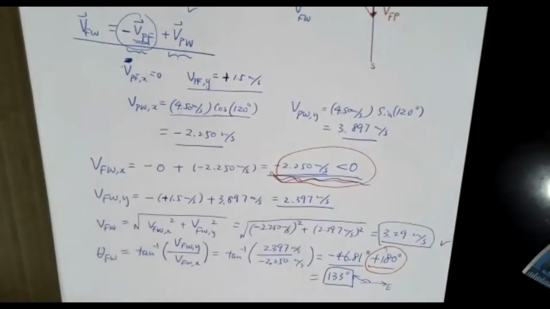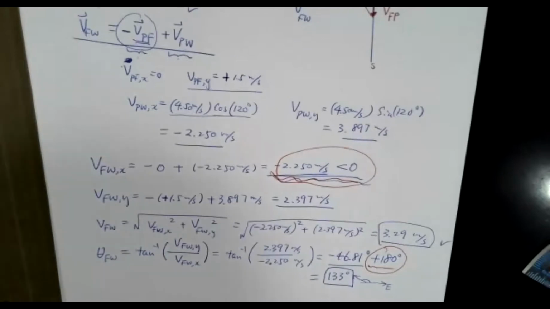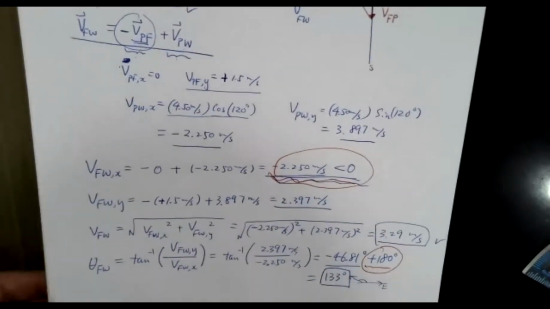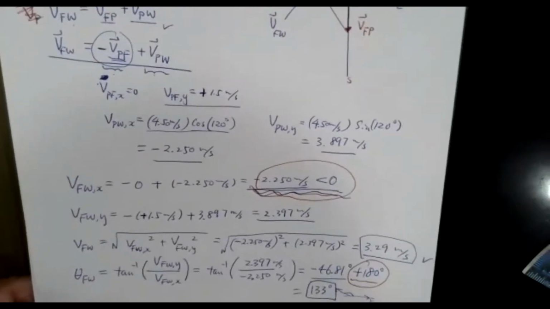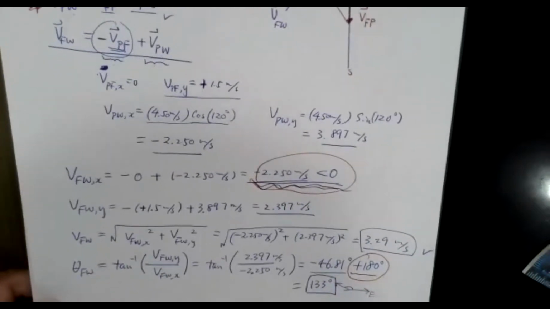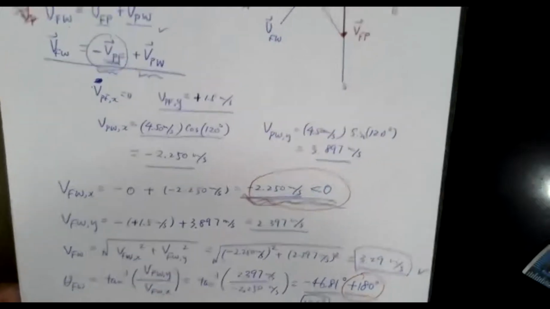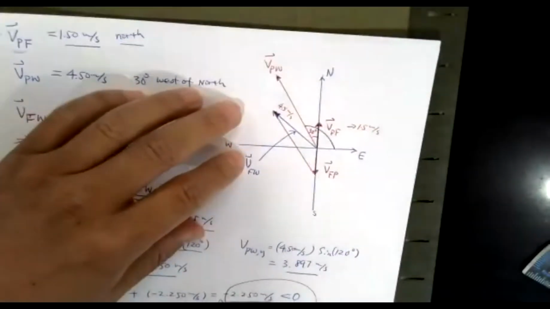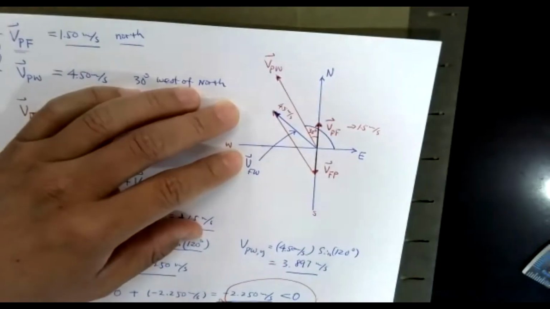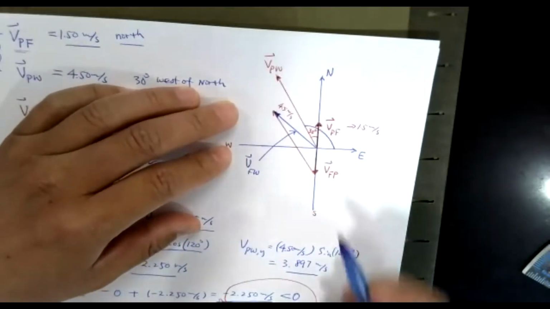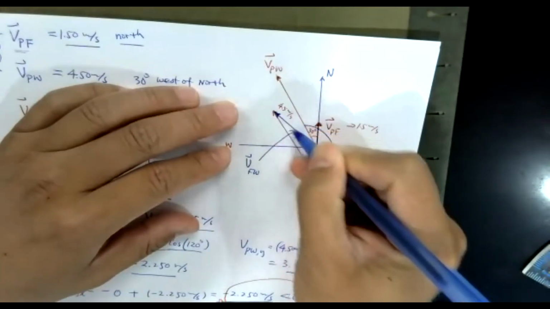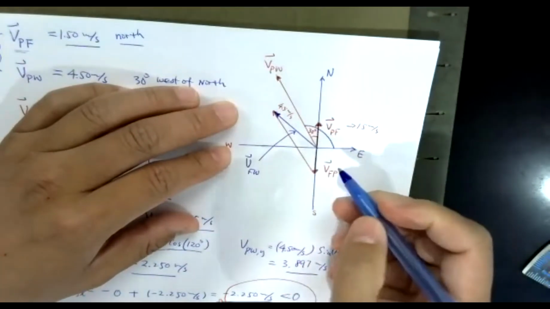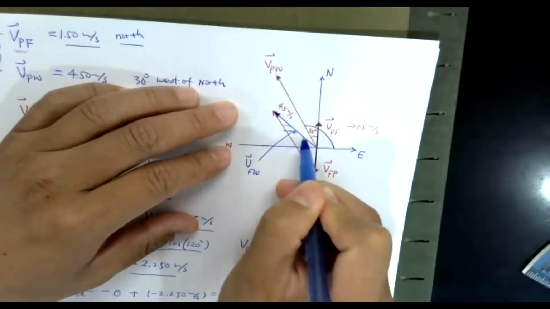All right, so this is the components way. Now I'm going to show you how to do it using the law of sine and cosine. I will refer to this graph here. Originally when we sketched this up, this is the first vector, this is the second vector, this is our resultant vector. So we have a triangle here.